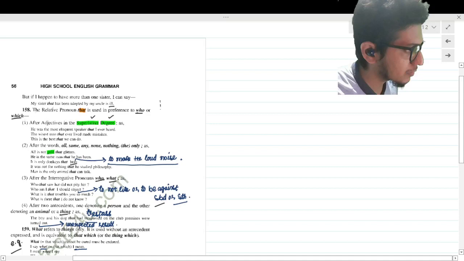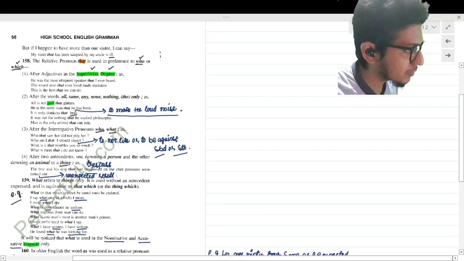Rule 158. The relative pronoun that is used in preference to who or which after an adjective in the superlative degree, as: this is the best that we can do. After the words all, some, any, none, nothing, the only, as: all is not gold that glitters. It is only donkeys that bray.